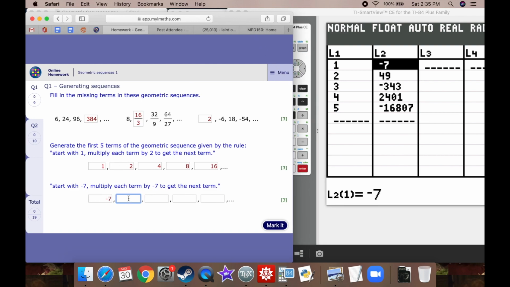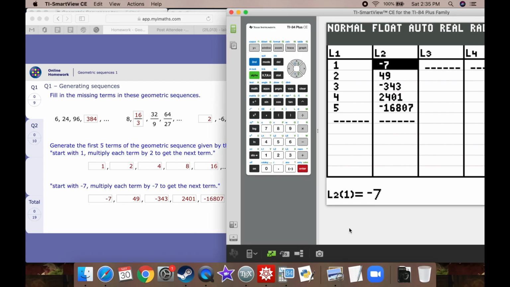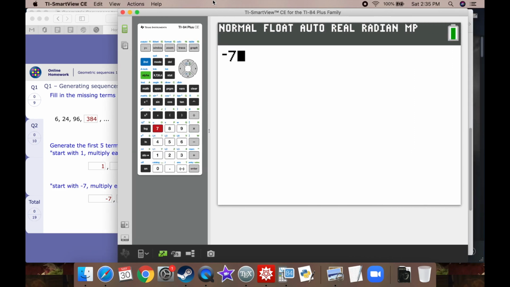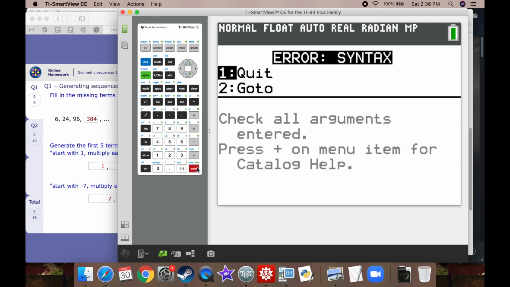So let's just type this in now. -7, 49, -343, 2401, and -16807. Now, if you didn't have a TI-84, well, you're just going to have to go -7 times -7, and you hit enter, and then you just keep going, times -7. Whoops, that's wrong.